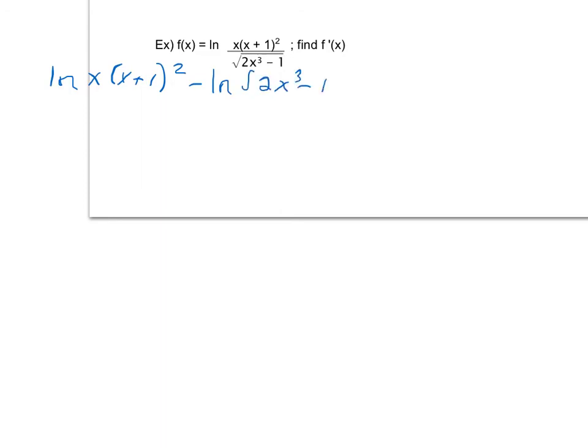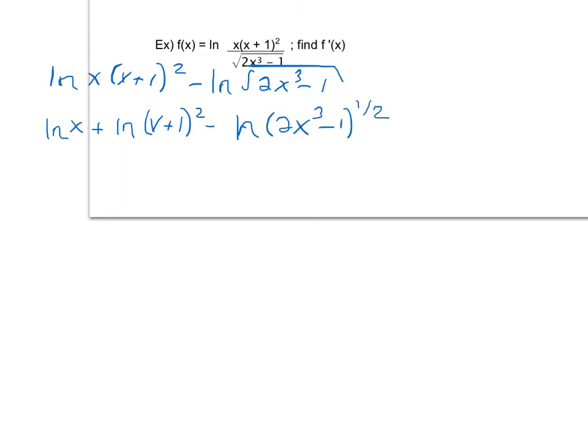2x cubed minus 1. And now I'm going to notice that if I have multiplication between two functions, I can create two new logarithmic functions that are adding and have ln of x plus ln of x plus 1 squared minus ln, and I'm going to put this to the 1/2 power. You'll see why in a moment.